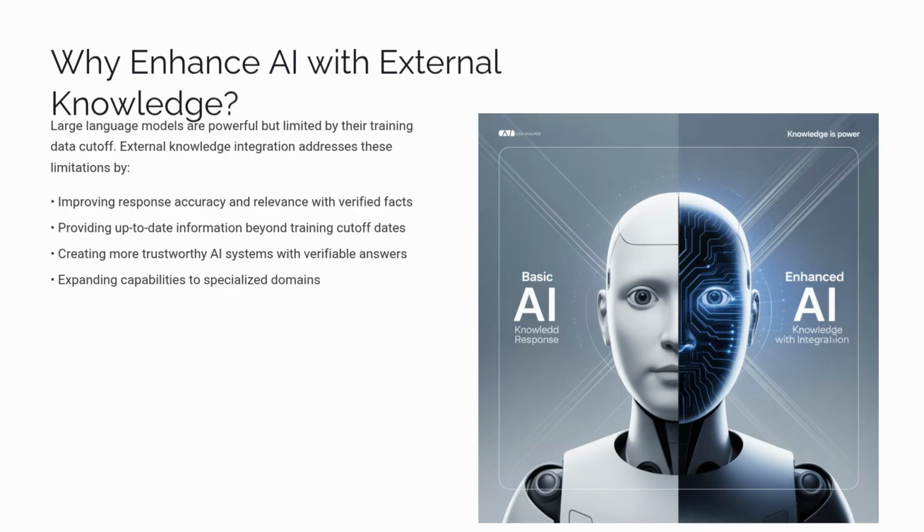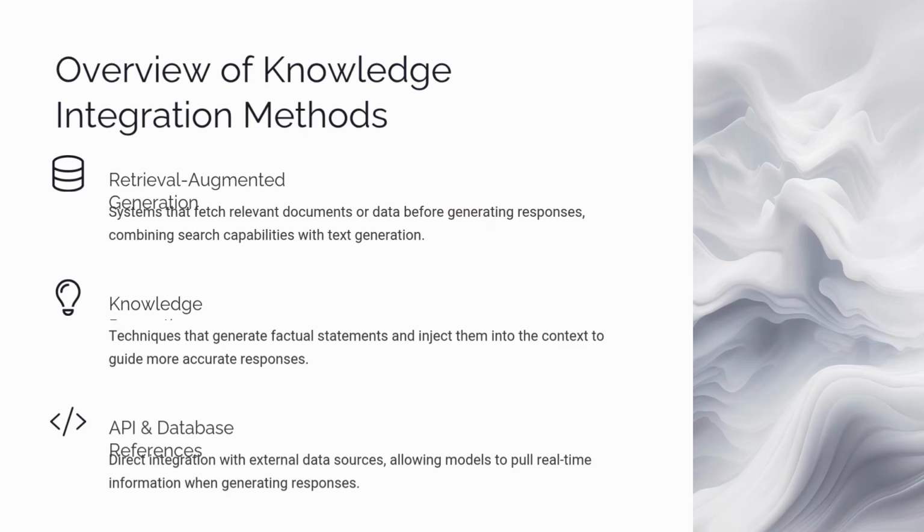This integration expands AI capabilities into specialized domains, addressing the limitations of large language models. Knowledge integration methods include retrieval-augmented generation, which combines search and text generation, knowledge prompting for factual guidance, and API and database references for real-time data access. These methods enhance AI's accuracy and relevance by integrating external knowledge sources.